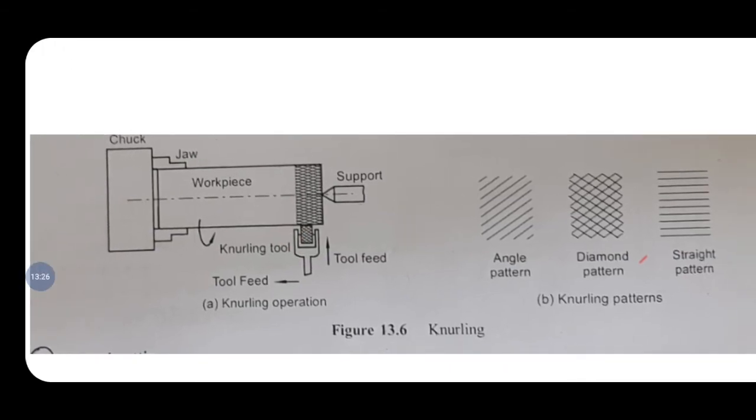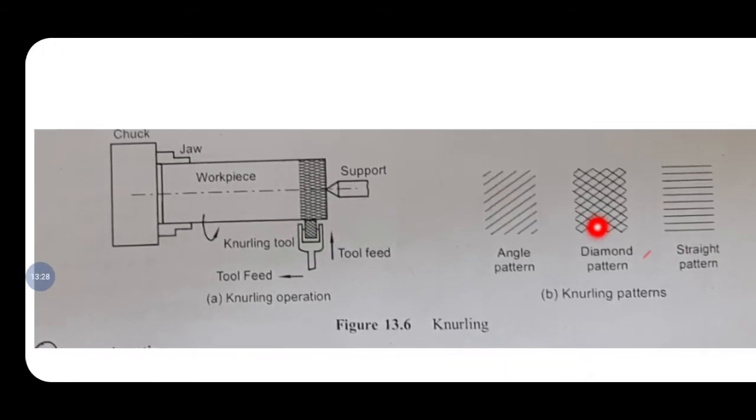Okay, this is one type of pattern: knurled pattern, diamond pattern, straight pattern. The main thing is not to slip from the hands or fingers, so you have to knurl the surface. A small portion is knurled here, not the entire surface. A small portion is knurled here too.